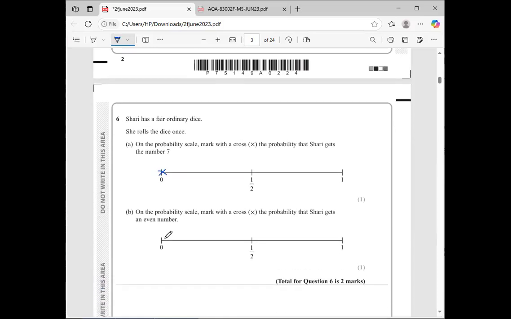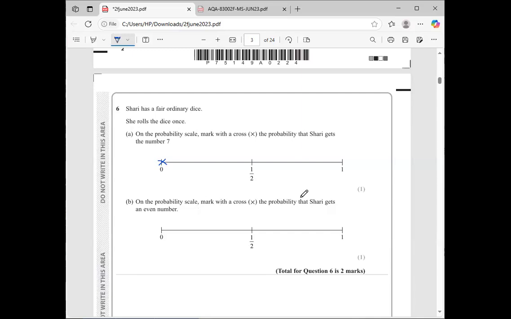You're correct. Okay. So on the probability scale, mark with the cross X the probability that Shari gets an even number. So how many even numbers do we have from 1 to 6? 2, 4, and what? 6, isn't it? 6, yes. What's the formula for probability? Do you remember? I didn't hear you.